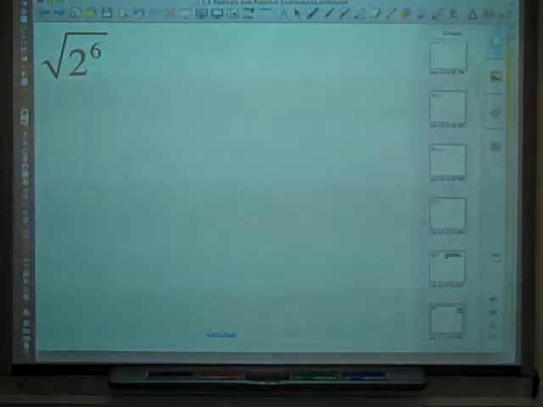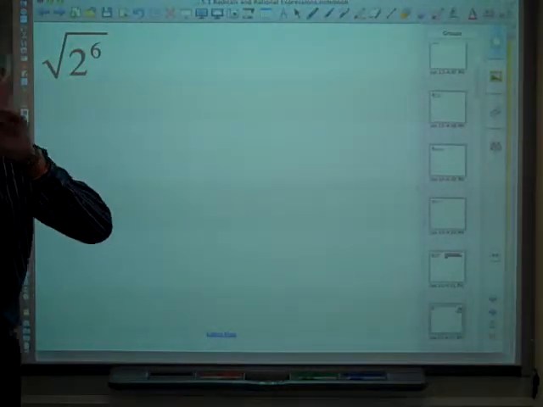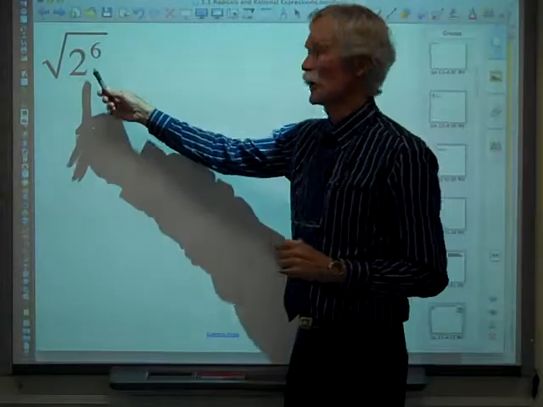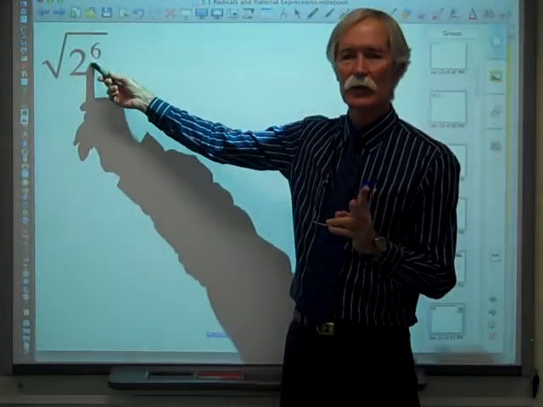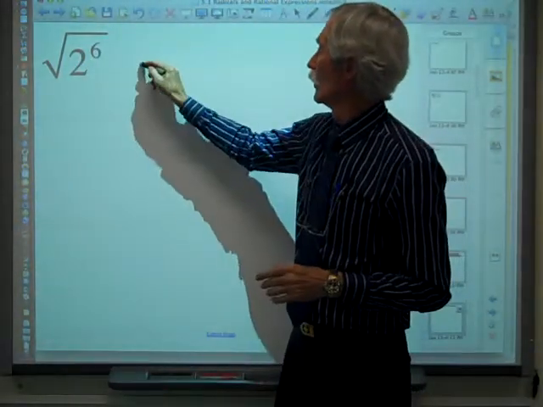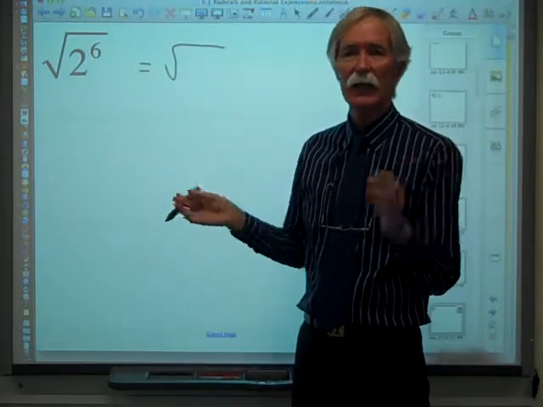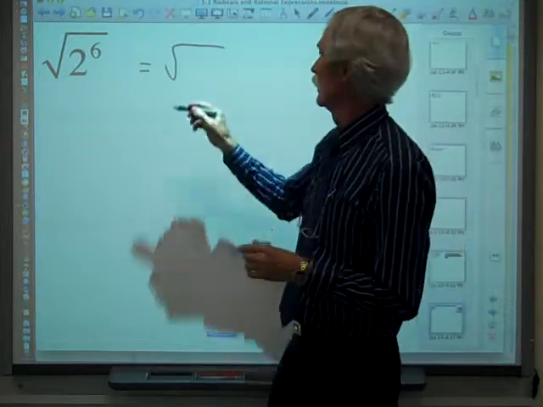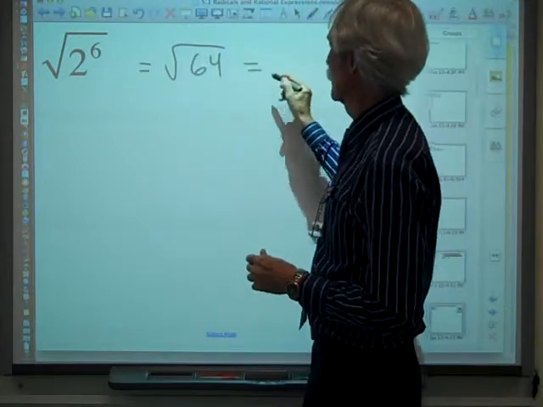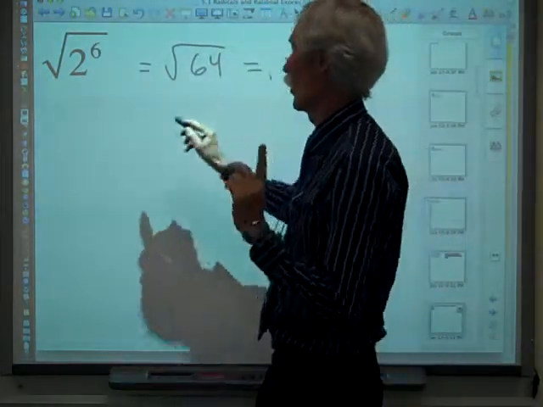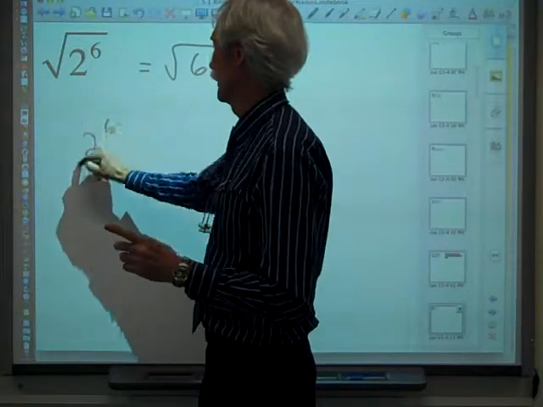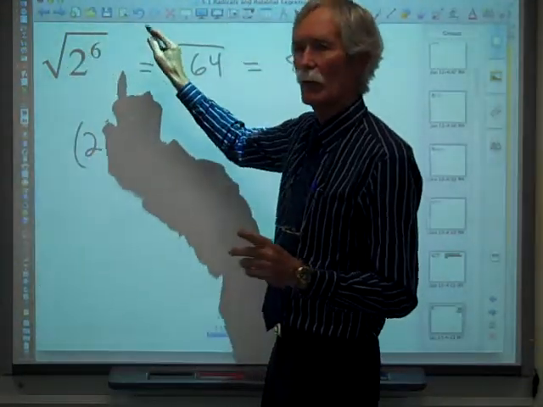Okay, so 2 ways to do this. This one is not so hard to do in the original form. We could do the square root of, and do 2 times 2 times 2, 6 times. It's not so terrible. And what's the square root of 64? 8.